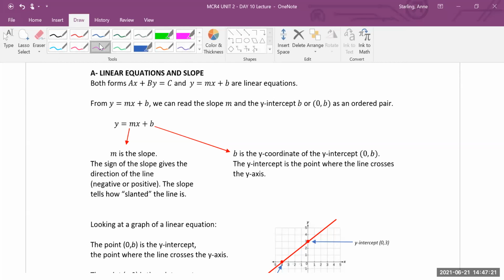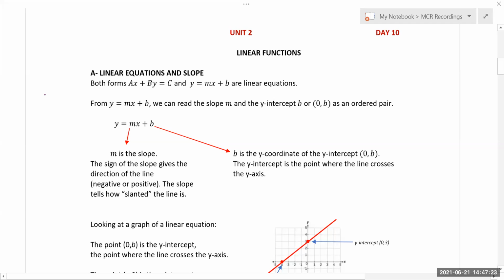All right, so welcome to day 10. This is linear functions, goes along with homework 1 of your unit 2 in your 154. So really getting into the meat of this.